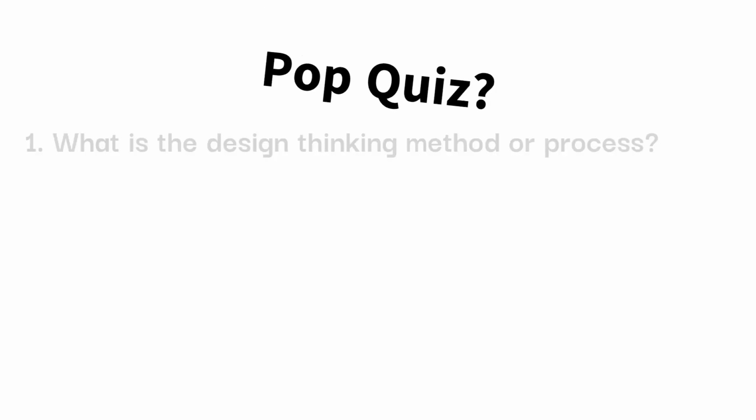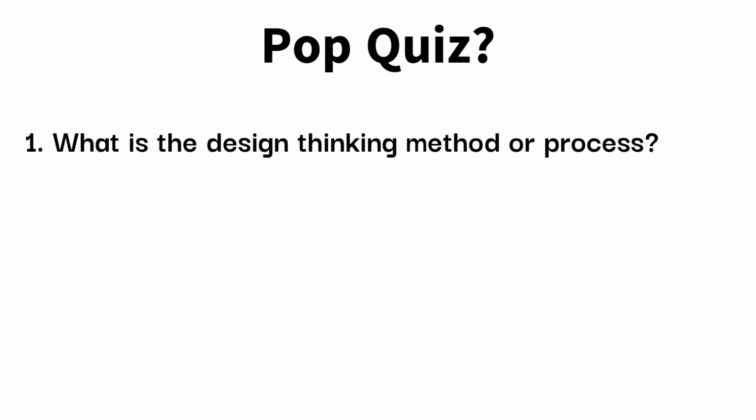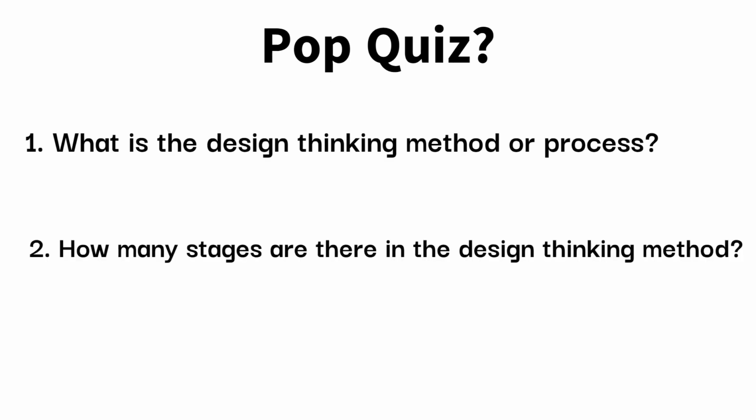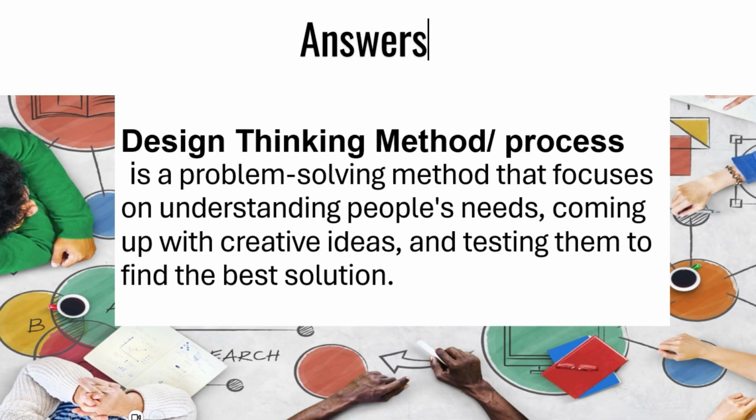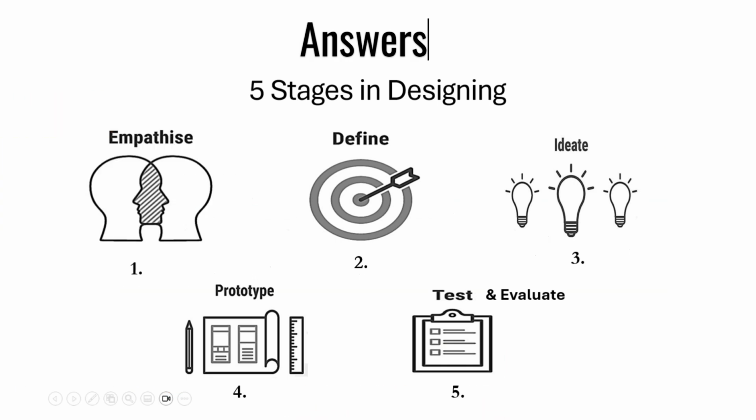Pop quiz. What is the design thinking method or process? How many stages are in the design thinking method or process? Design thinking process or method is a problem-solving method that focuses on understanding people's needs, coming up with creative ideas, and testing them to find the best solution. The design thinking process involves 5 stages: Empathize, Define the problem, Ideate, Prototype, Test and evaluate. The robotic deterrer was a success.